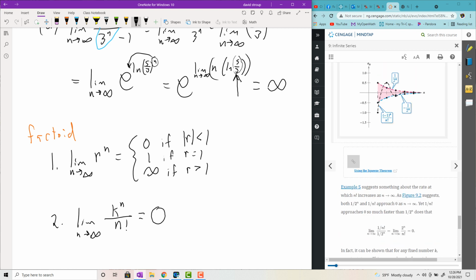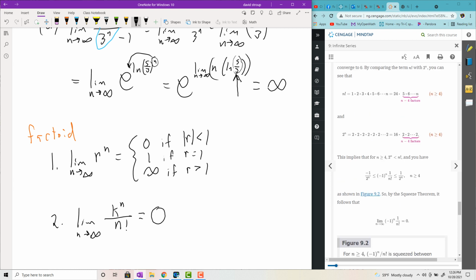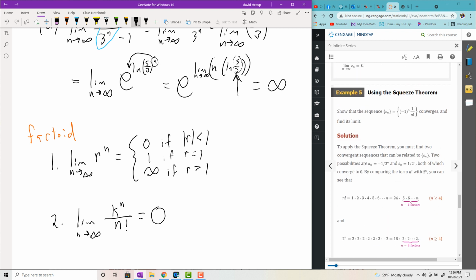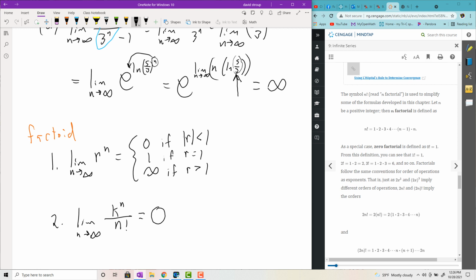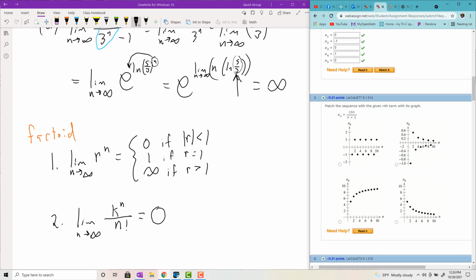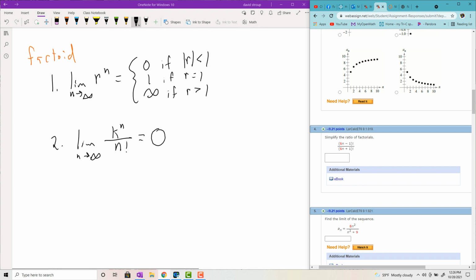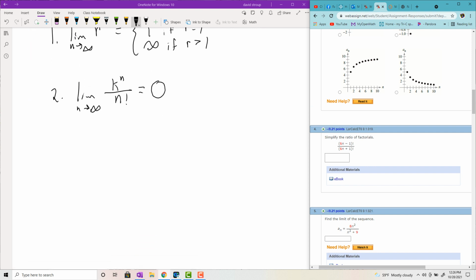We'll have to deal with factorials in the book, and they give you an example with regards to the squeeze theorem. In the homework, they'll have some exercises where you're just simplifying first, like number 4, so just to the side about factorials.